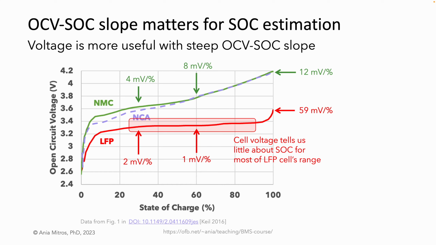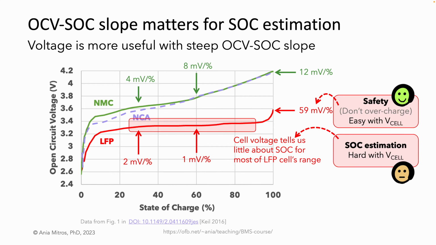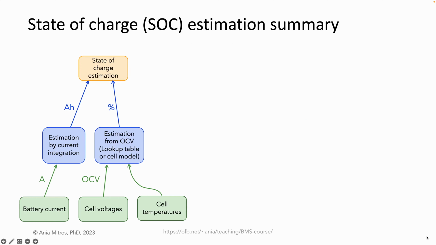A cell voltage measurement with, say, 5 millivolt accuracy can still provide us with what we need to prevent overcharge, part of managing for safety. The requirements for cell voltage measurement accuracy to support safety are different from the requirements to support state of charge estimation. Let's summarize what we've learned about SOC estimation.